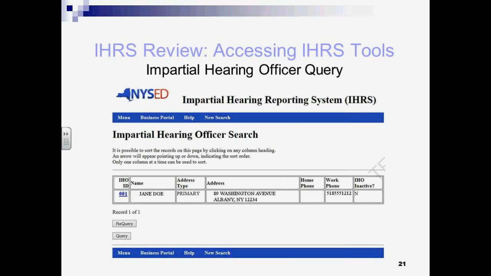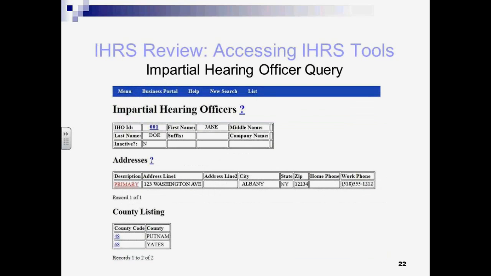After clicking Find, an initial results screen will appear. Click on the IHO ID hyperlink, and more detailed contact information will appear. You will see your initial contact information in the first section, an addresses section displaying your primary address contact information, and secondary address contact information if you have indicated one, and a county listing section that lists all the counties you have indicated you will serve in.